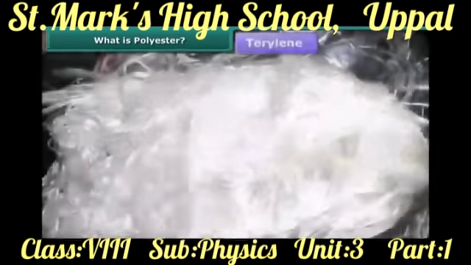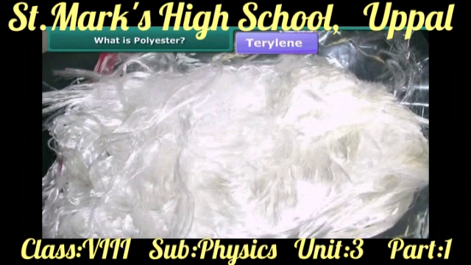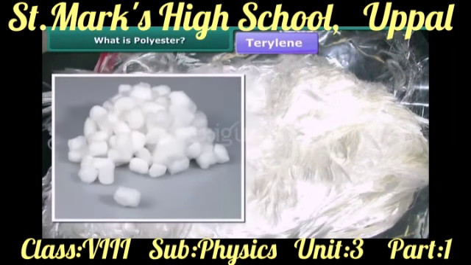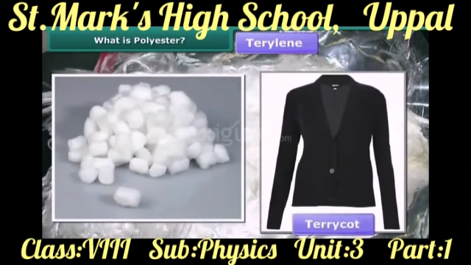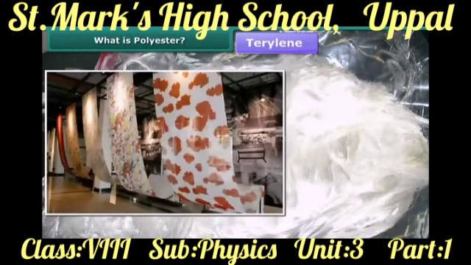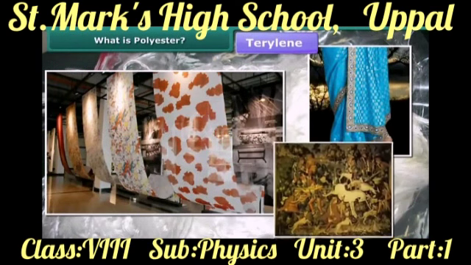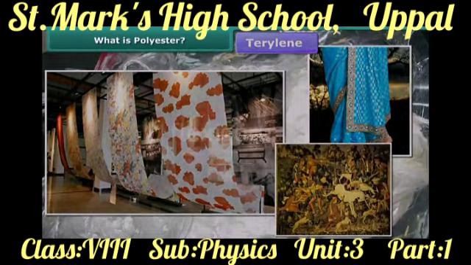Have you ever heard of Terylene? It is a popular polyester fiber. Terylene can also be mixed with natural fibers like cotton or wool to give terrycot or terrywool respectively. Terylene is used extensively in textile industry to make clothes like saris, dress materials, tapestry, etc.